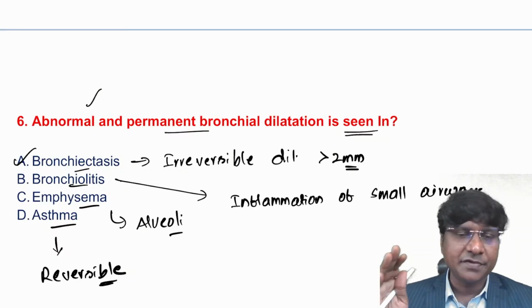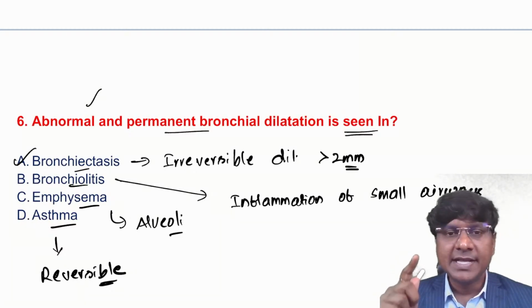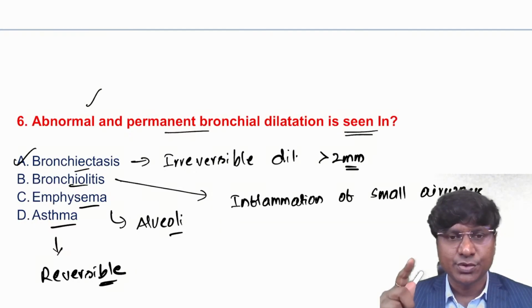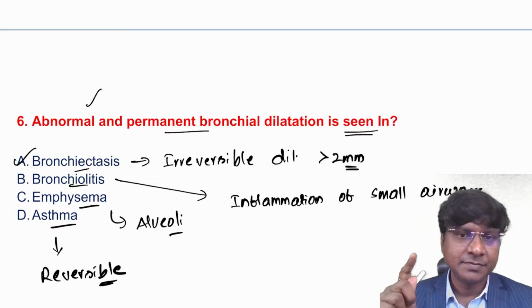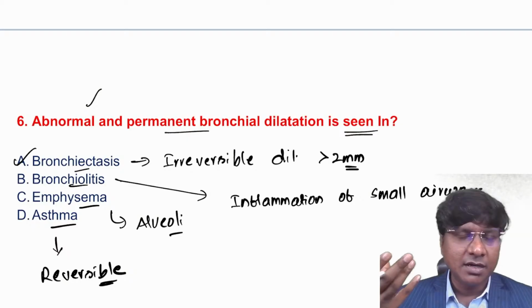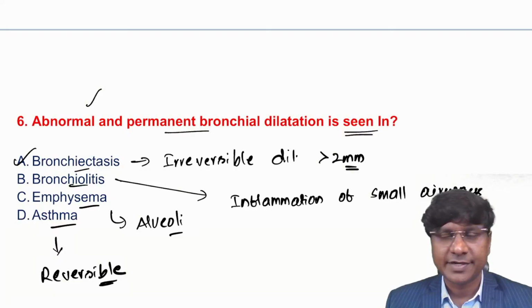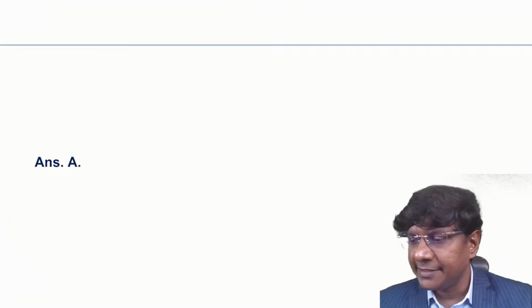In bronchiectasis, the chest X-ray shows a tram track appearance, and the CT scan of the chest shows a signet ring sign. In the treatment, you need to give antibiotics, and chest physiotherapy should be done so that the secretions within the dilated airways are completely expectorated out. That is what you will observe in bronchiectasis. So the answer here is A.